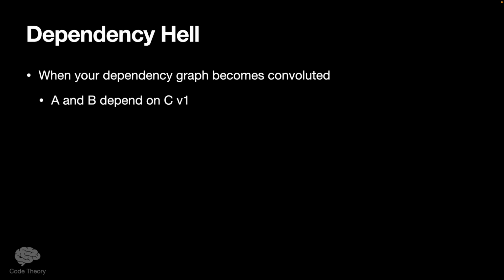All right, so you can also end up in something called dependency hell. This is when your dependency graph becomes extremely convoluted. For example, let's consider A and B depend on C version 1.